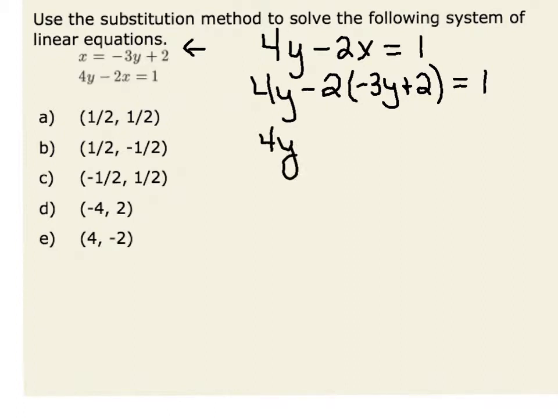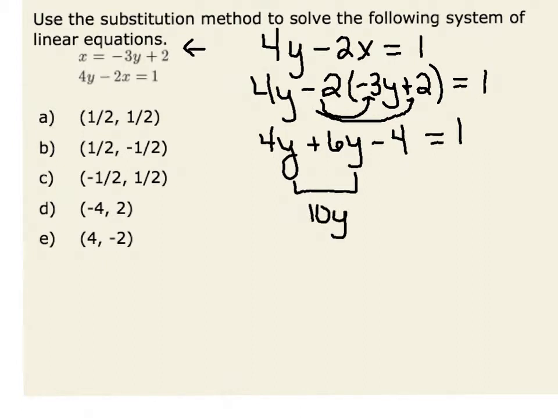I have 4y. And using the distributive property, I have a negative 2 times a negative 3y, which is a positive 6y, and a negative 2 times a positive 2, which gives me a negative 4. My left-hand side, therefore, becomes 4y plus 6y minus 4, which is still equivalent to 1. Combining like terms, I see that I have 10y minus 4 is equal to 1. Adding 4 to both sides gives an equivalent statement of 10y is equal to 5.